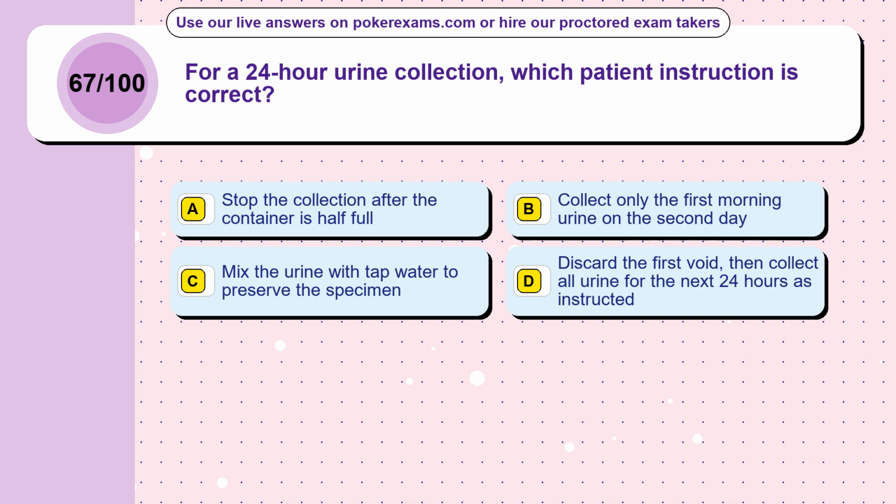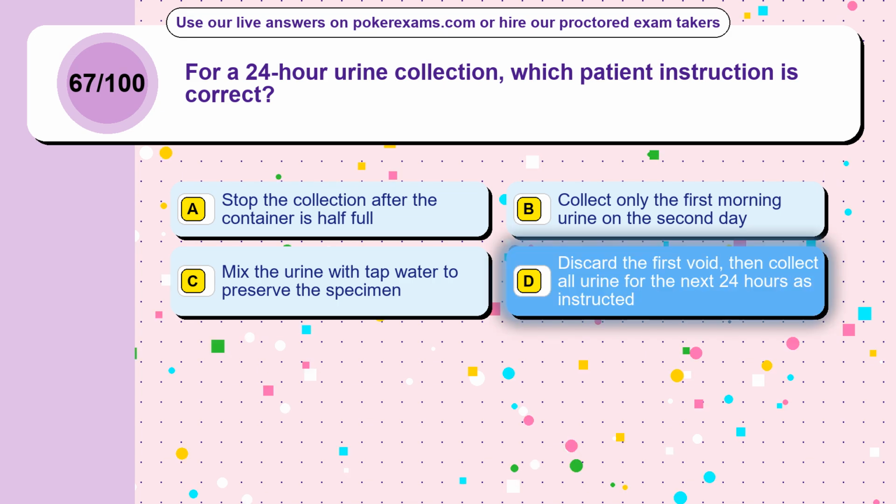Option A, stop the collection after the container is half full. Option B, collect only the first morning urine on the second day. Option C, mix the urine with tap water to preserve the specimen. Option D, discard the first void, then collect all urine for the next 24 hours as instructed.